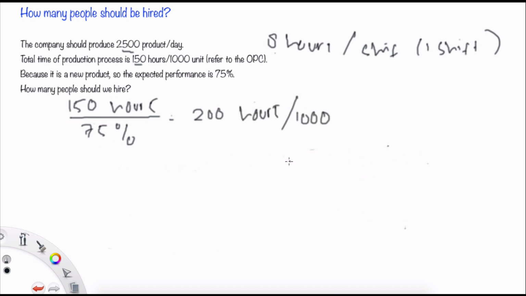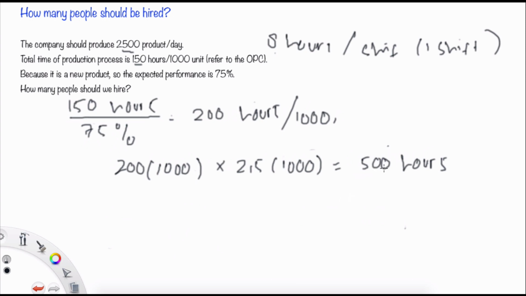So we have 200 hours per 1000 units. We divide the 150 hours by the expected performance in this operation. Then, because we desire to produce 2,500 products per day, we have to convert this, because it's still in 1,000 units. Now we will have 500 hours for 2,500 products per day.